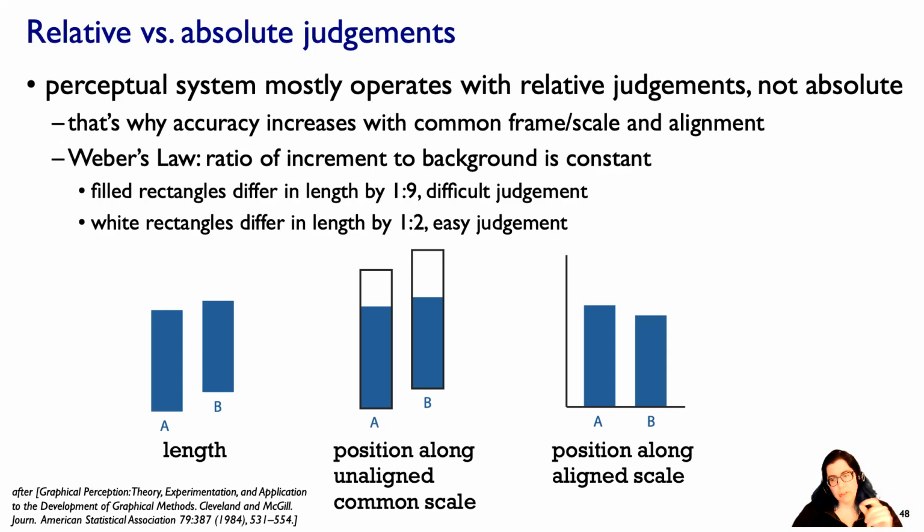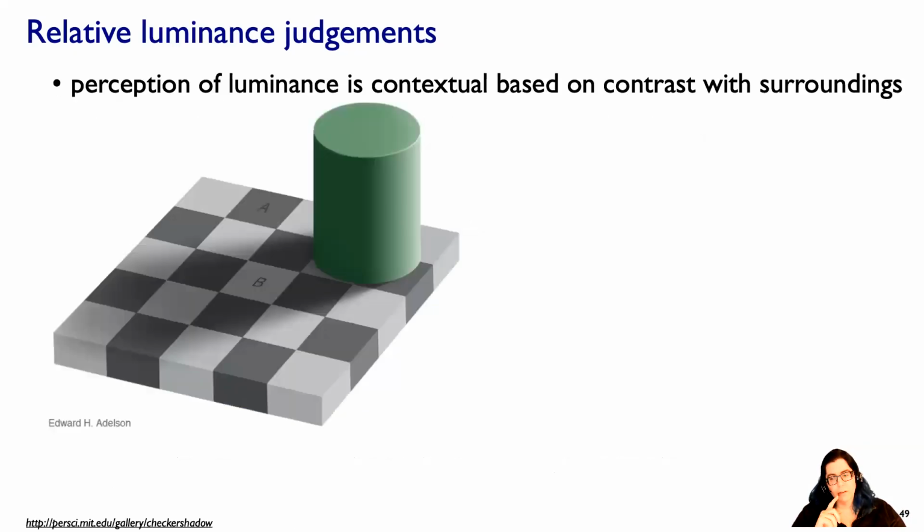So here we see one example that helps us understand why alignment matters so much for our ability to accurately perceive length. What else do we have to worry about? Well, color, by which I also include black and white perception. So in this case, luminance judgments, this is one where we are really not that good at it. We think we are, but it turns out we're not.